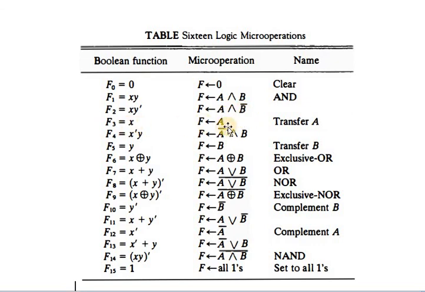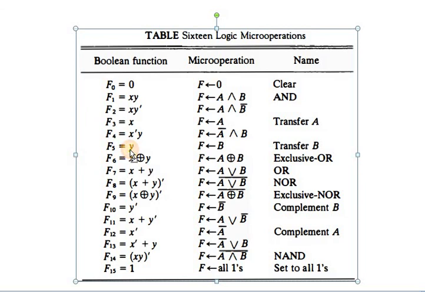F3 equals x. This is A is stored in F. So transfer of A, the content of A is stored in F. Here A is complemented. So here B is complemented, here A is complemented. Now see y, the content of B is stored in F, that is transfer B. So this is exclusive OR. See here the plus symbol is inside the circle, so that is exclusive OR.